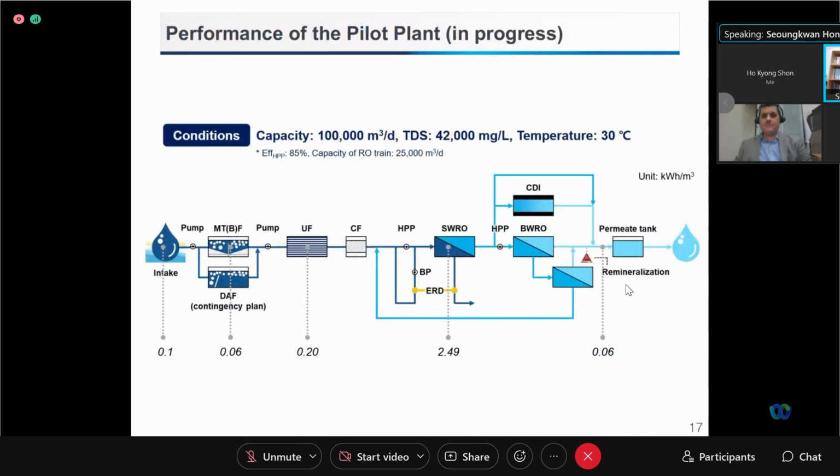So combining all this technological advancement, we would like to demonstrate the energy efficiency of all of these new technologies in the pilot plant in UAE. Currently, it is in progress. I hope that we can get together at the end of next year. Then I can share the successful story of this pilot plant with you.